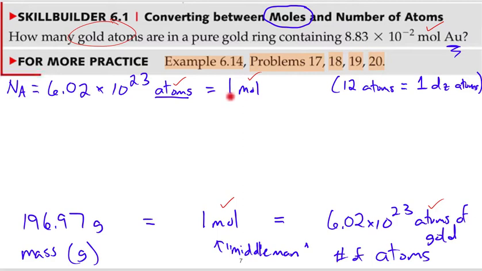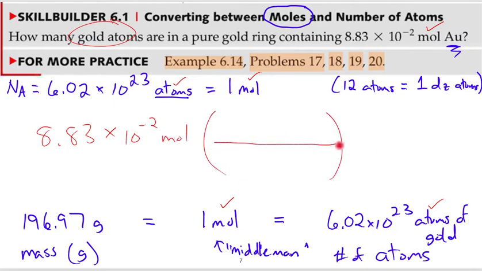So what do we do in Chapter 2? Well, we start with the data that's given. So this would be 8.83 times 10 to the minus 2 moles. And what did we do for dimensional analysis? Well, we grabbed our conversion factor like we have here. The unit that we're starting with, mole, that portion of the conversion factor is going to go on the bottom. And then the other portion of the conversion factor is going to go on top.